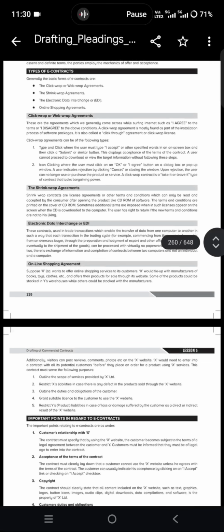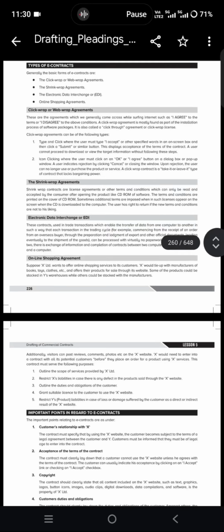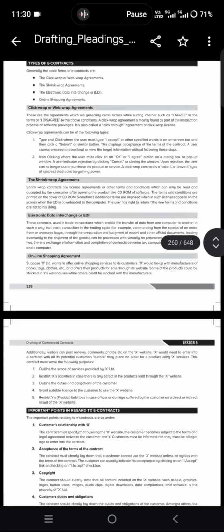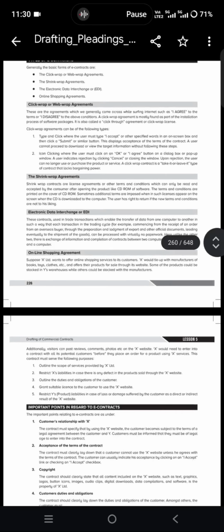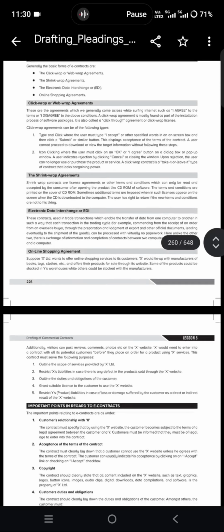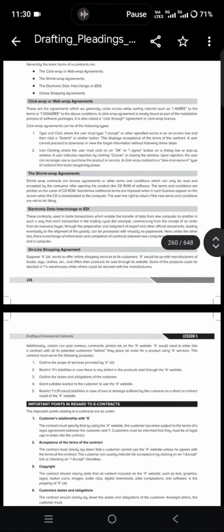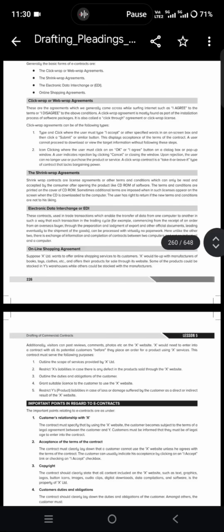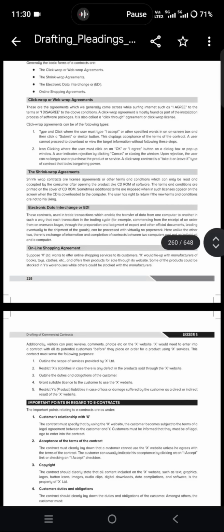License from Y, the contract must forbid the customer from the following acts in respect of the said software. First, copying: he cannot copy the software. Modifying: he cannot modify or create a derivative work. Reverse engineering, he cannot do. Decompiling or otherwise attempting to extract the source code. The contract must mention that the customer cannot assign, sublicense, or transfer his right to use the X software.